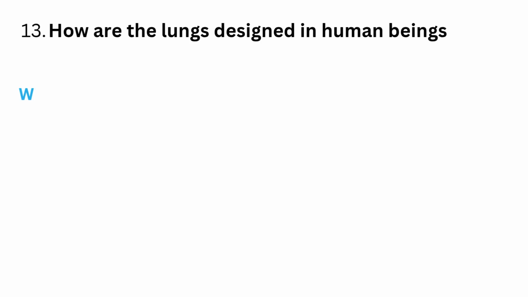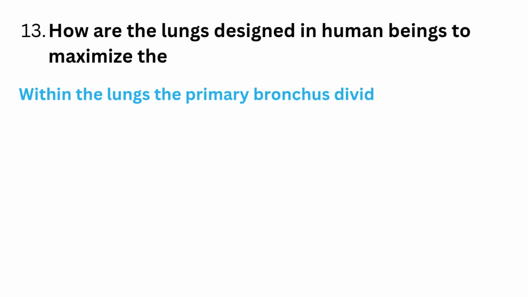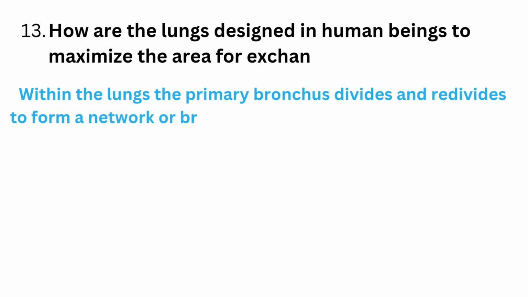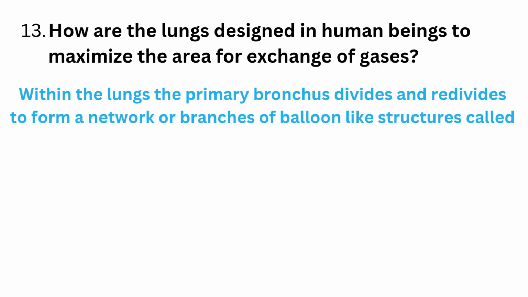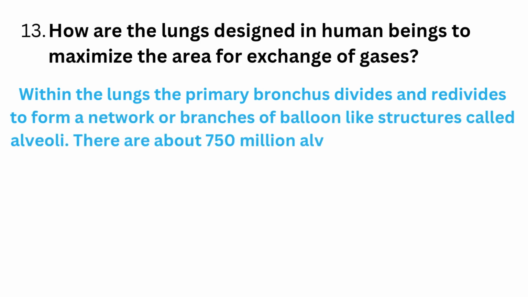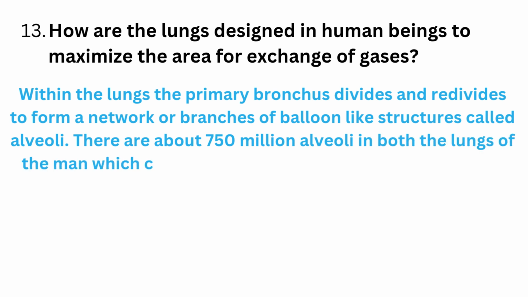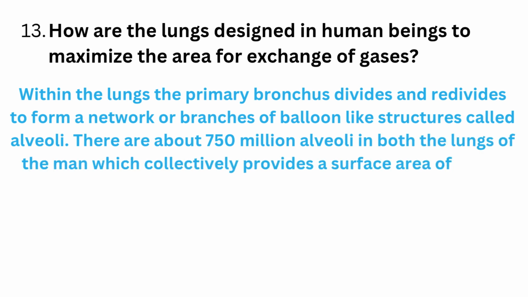How are the lungs designed in human beings to maximize the area for exchange of gases? Within the lungs, the primary bronchus divides and redivides to form a network of balloon-like structures called alveoli. There are about 750 million alveoli in both lungs of a man, which collectively provide a surface area of about 100 square meters.